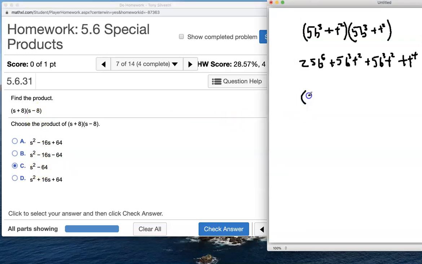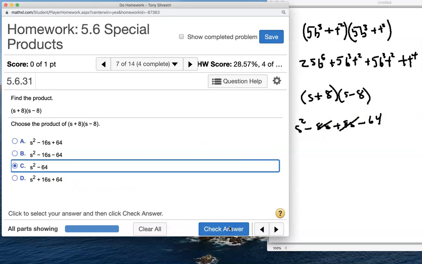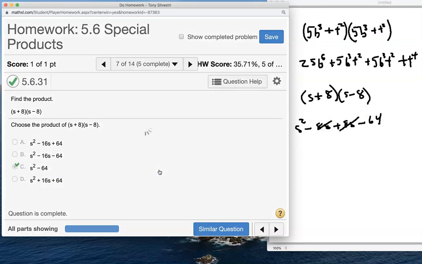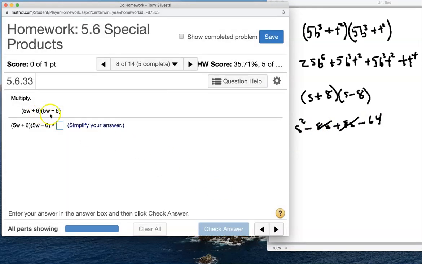Even if you don't see the pattern, just go ahead and do that. First terms, S squared. Outer terms, minus 8S. Inner terms, plus 8S. Already, you can see that these are going to cancel out. 8 times minus 8 is minus 64. Cancel, cancel. There you go. That's the answer.